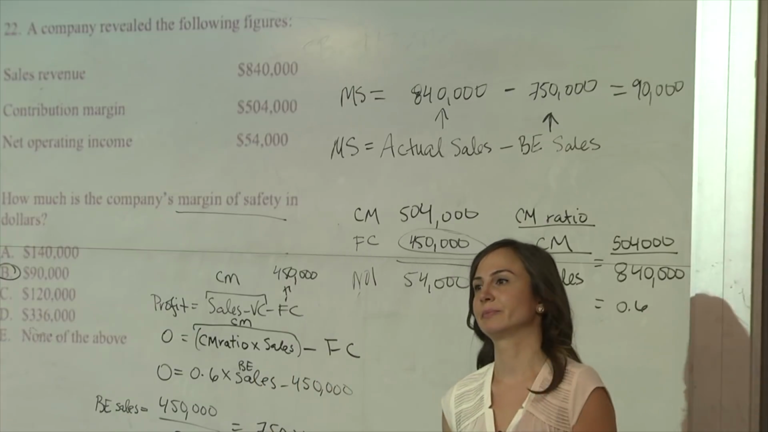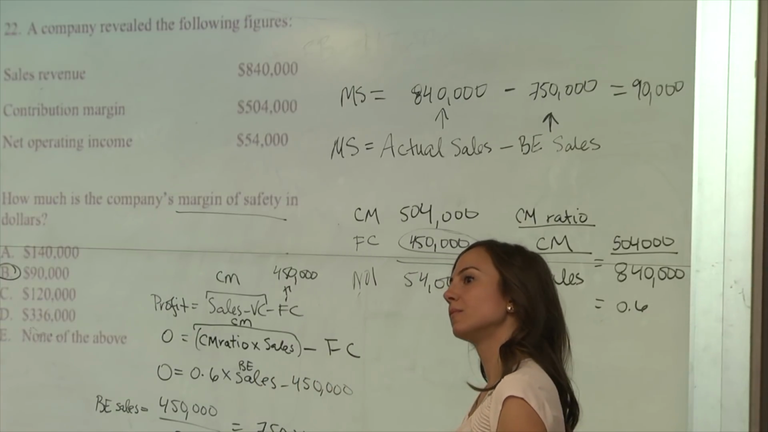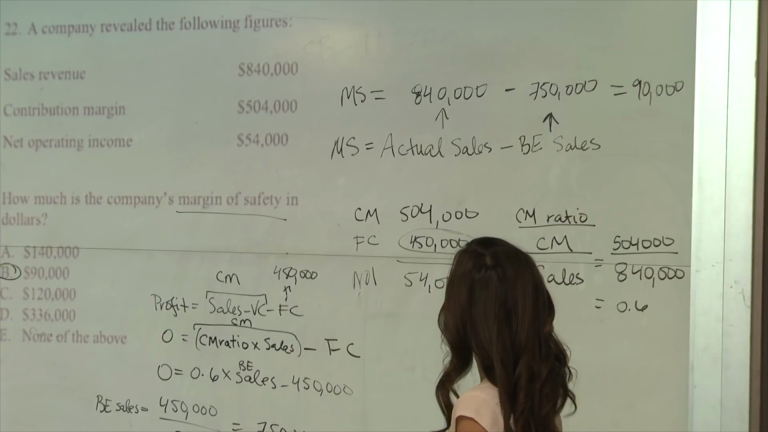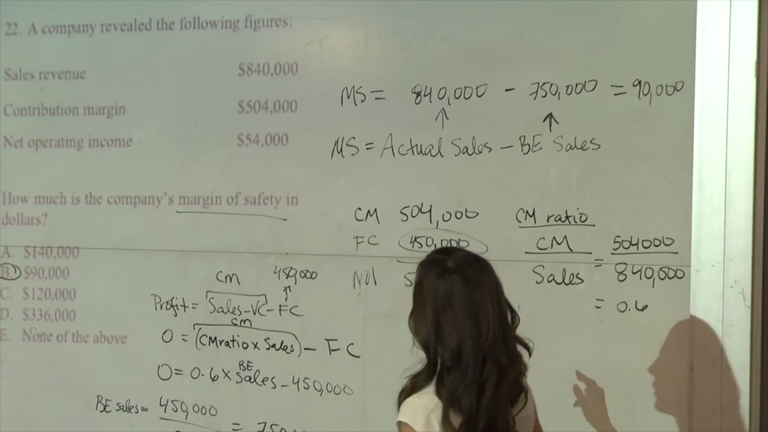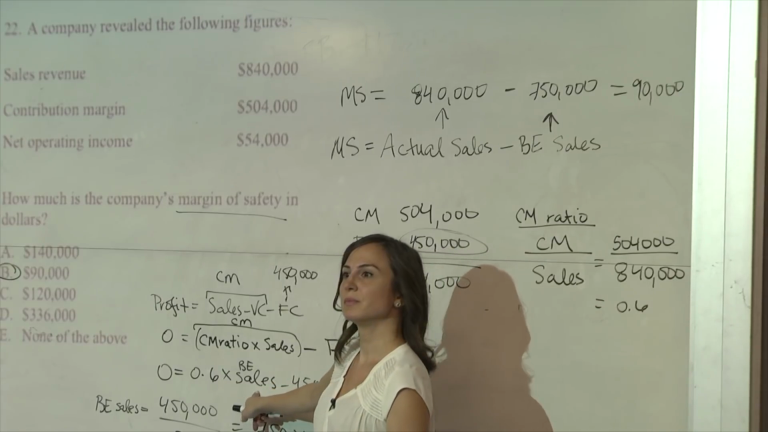Yes. Can you explain what happened to the variable cost of sales in the break-even sales? I'm sorry, so this part?